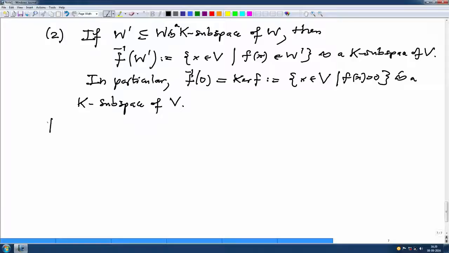This is very easy to verify, so I will not write the formal proof. Note that how do you check somebody is a subspace? You have to check two things. It is an abelian subgroup, a subgroup of V under plus, and also it is closed under scalar multiplication. So both these conditions are merely verification, so I will not do it.